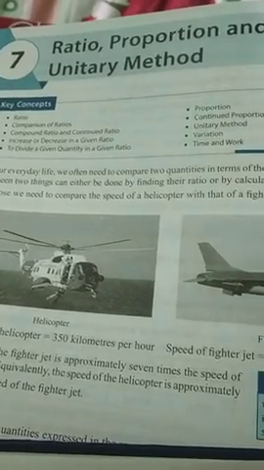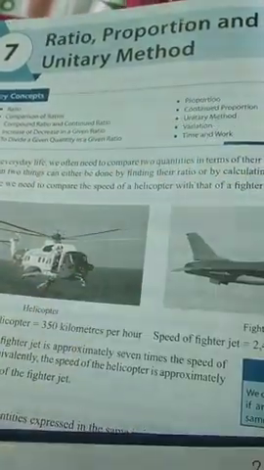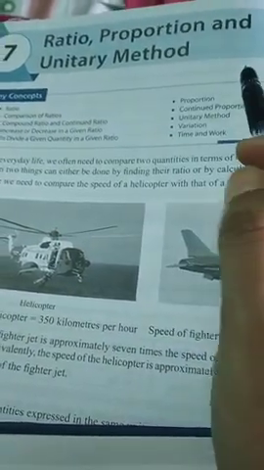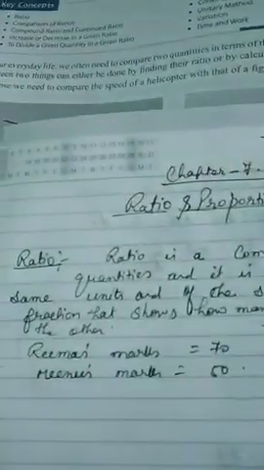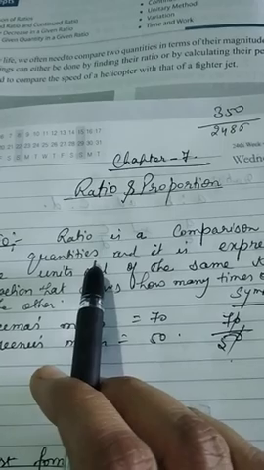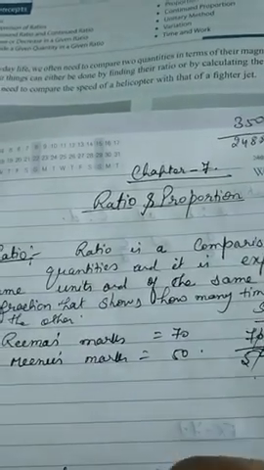Morning students, today we are going to start chapter 7, that is ratio, proportion and unitary method. So first of all we will get the concept of ratio. What is this ratio? So ratio is actually a comparison of two quantities. What is this comparison of two quantities?